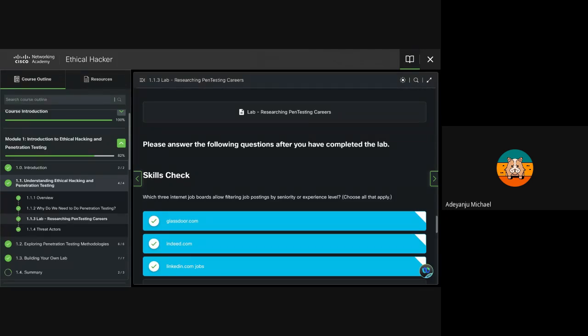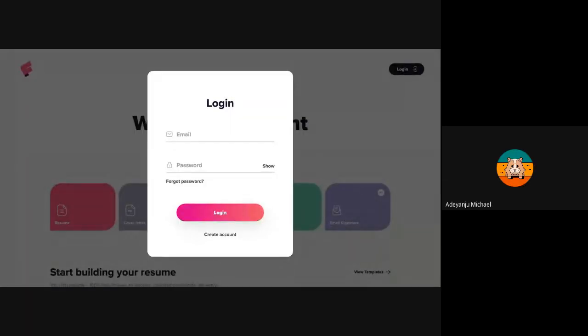Oh sorry, I'm not sharing my entire screen. Apologies. Let me share this. Let me share the entire screen. Apologies. So this window, okay, that's it.